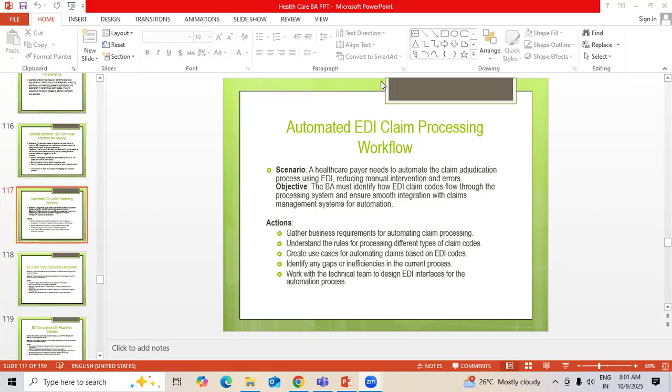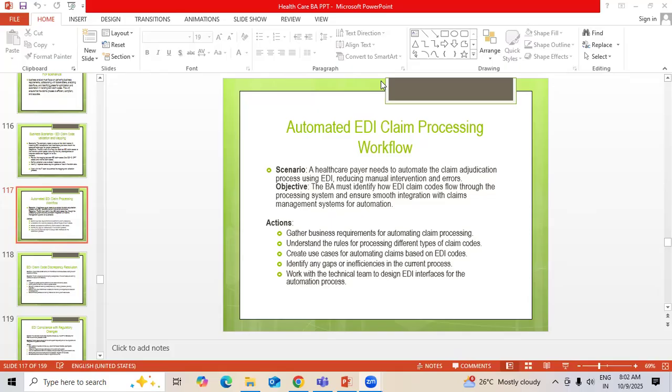This is the scenario because when we go for any interviews or when we come across any practical understanding of the healthcare business analyst role, it's important for us to understand scenario-based learning. In this regard, repeating again: a healthcare payer wants to automate the claim adjudication process using EDI files, electronic data interchange, so that they want to reduce the manual intervention and errors.